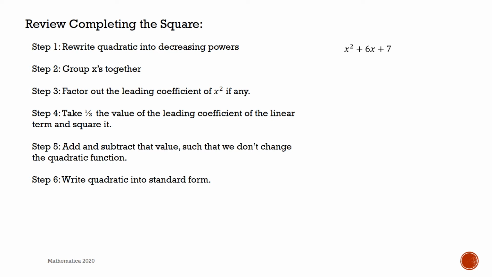Now remember, most of the time it's already given to us written in decreasing power, but in case we need to, we just modify it and write it in decreasing power. However, it is extremely important that completing the square only works with quadratics. And what's the reason for that?